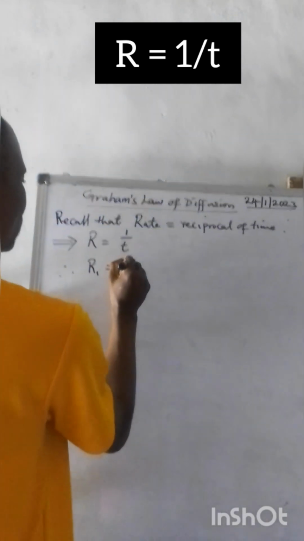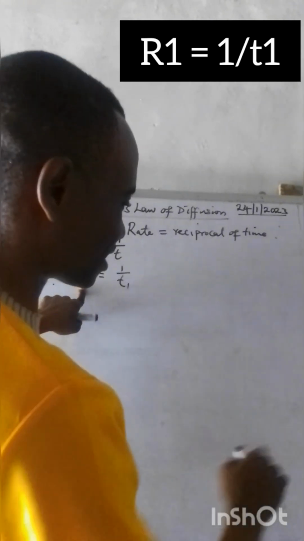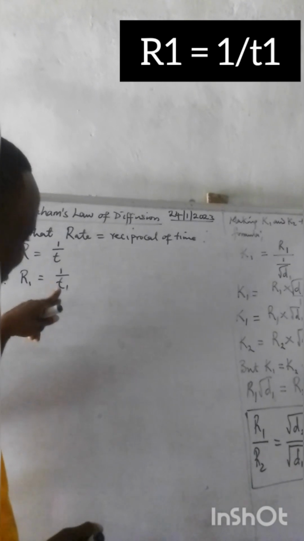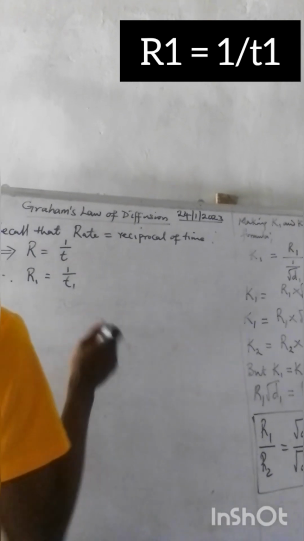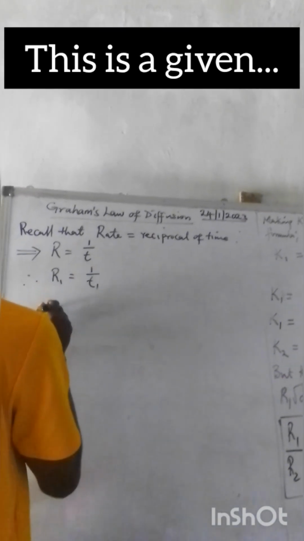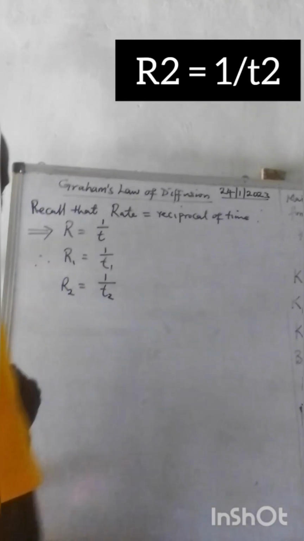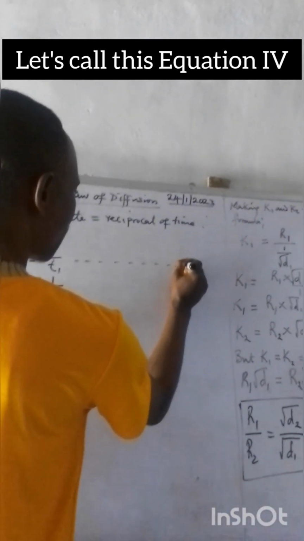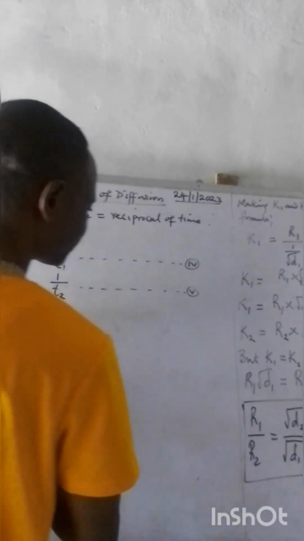R1 will give us 1 over T1, which means the rate of gas 1 is inversely proportional to the time of the diffusion of gas 1. This is a given. We can also say that R2 is equal to 1 over T2 also. Let's call this equation 4 and this equation 5.